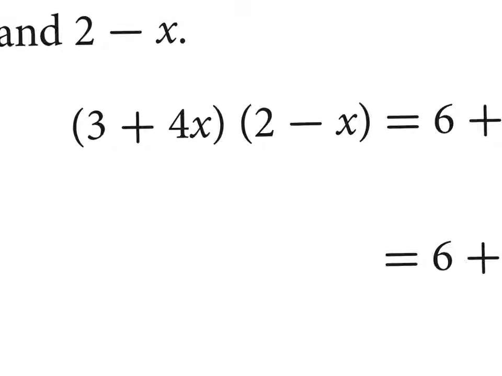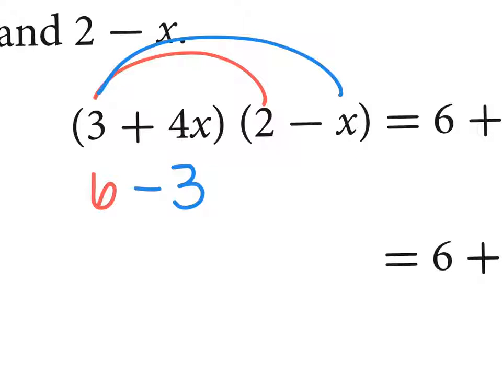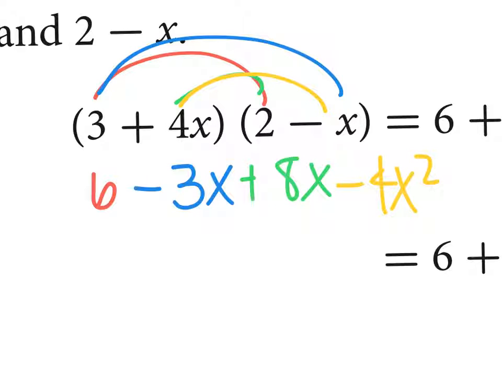So I have 3 plus 4x times 2 minus x. So if I'm going to FOIL, I'm multiplying 3 times 2, which is 6. And then 3 times negative x is negative 3x. And 4x times 2 is 8x. And 4x times negative x is negative 4x squared.